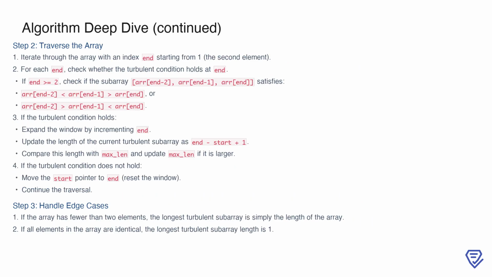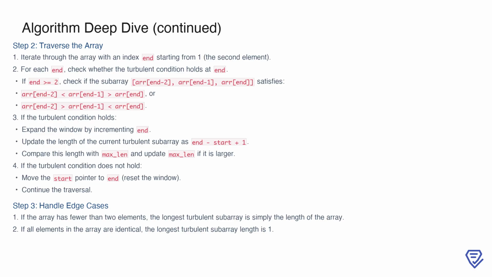To implement the sliding window approach, we traverse the array using the end pointer, starting from the second element. For every position of end, we check whether the turbulent condition is satisfied for the subarray ending at end. Specifically, if n is greater than or equal to 2, we examine whether the three elements arr[end-2], arr[end-1], arr[end] satisfy either arr[end-2] < arr[end-1] > arr[end], or arr[end-2] > arr[end-1] < arr[end].